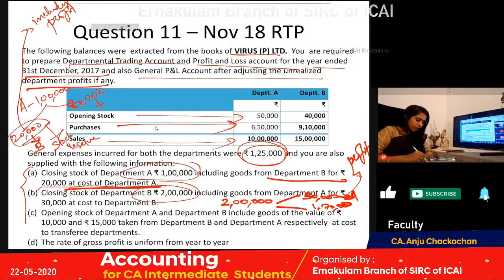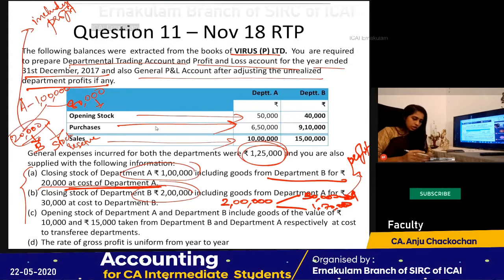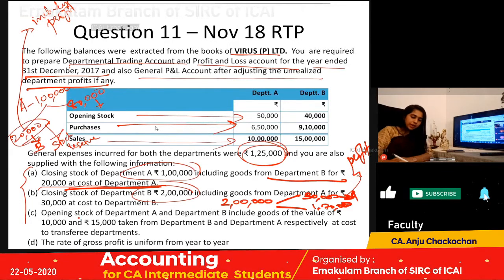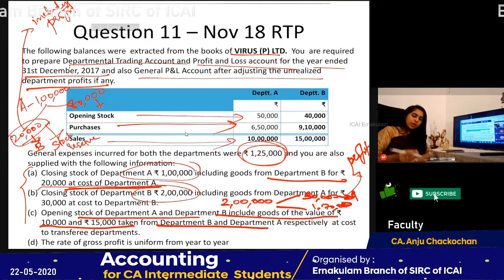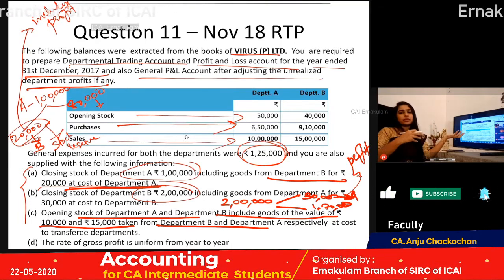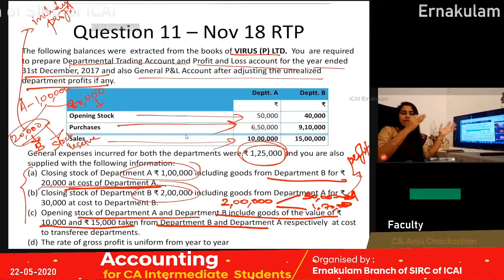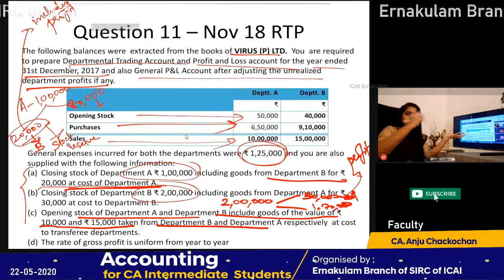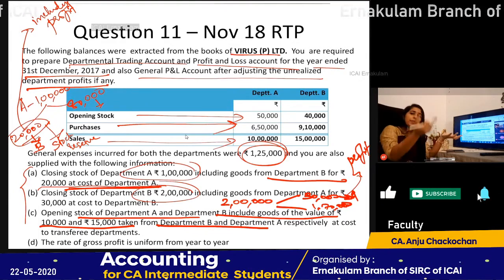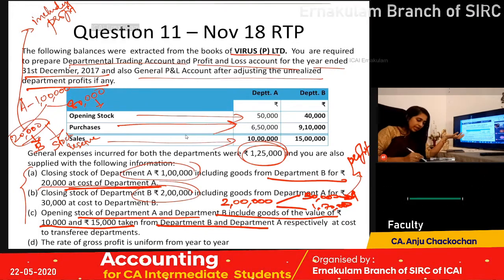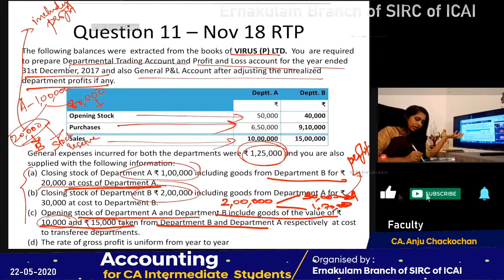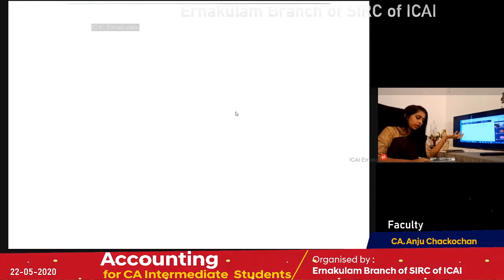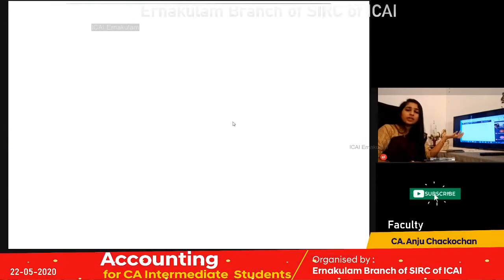Now we also have points stating opening stock. Don't worry about this. We'll deal with it in depth again. Opening stock of department A and B include goods of the value of 10,000 and 15,000 from department B and A respectively, which is again given to compute the unrealized profit. Department A has stock from department B, and B has stock from department A. Now the rate of GP is uniform throughout the year. Fine. So now we have the answer outline.